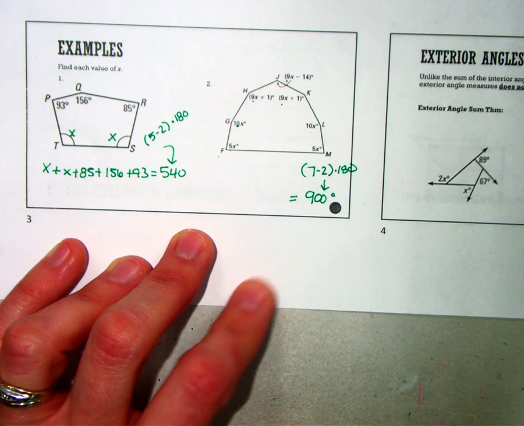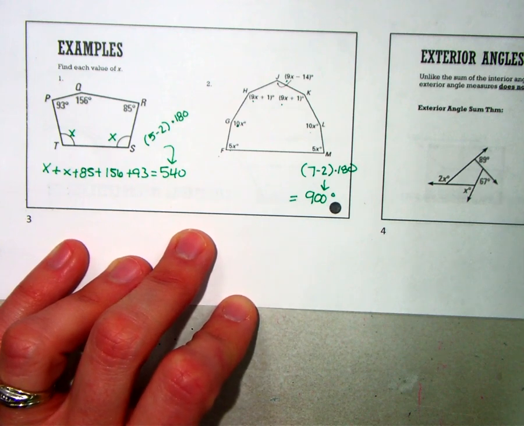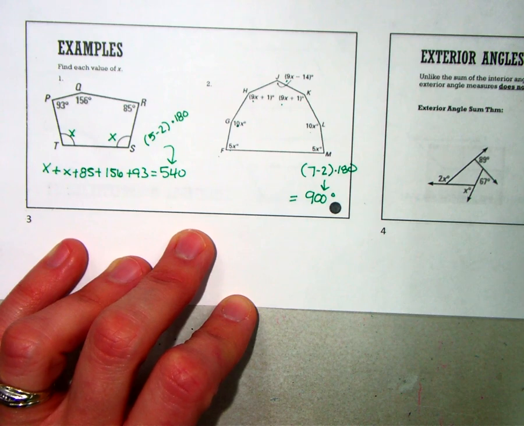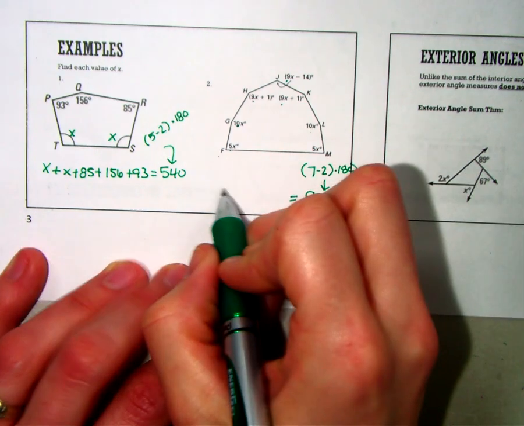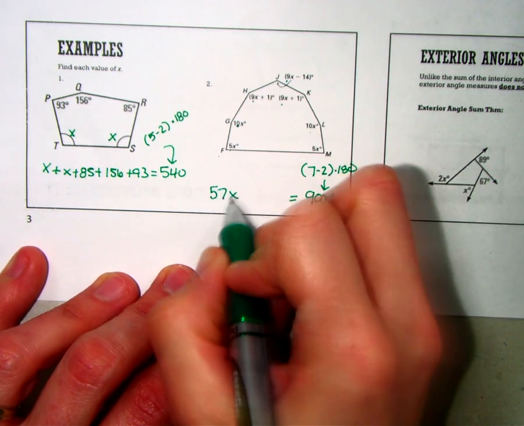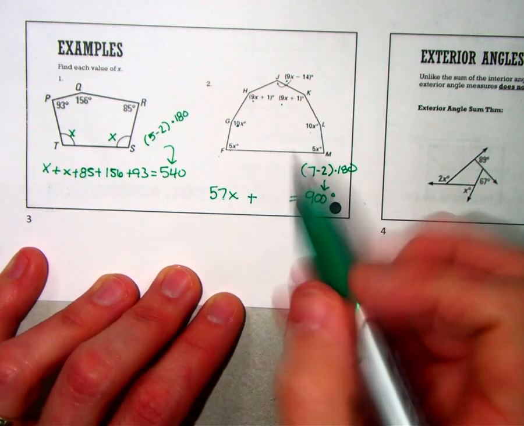So check me on this one. I got 57 x's. Anybody else add those together and get 57 x's? Or did I just make that up? I think it's right. Yeah, 57 x's. Okay, good. Thank you. Just wanted to make sure.